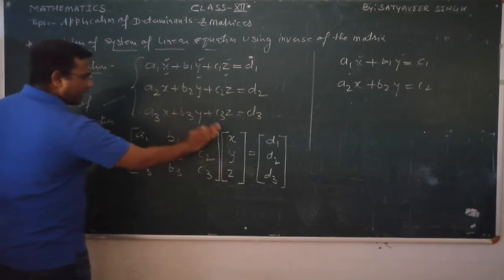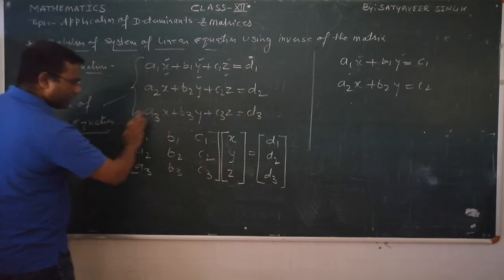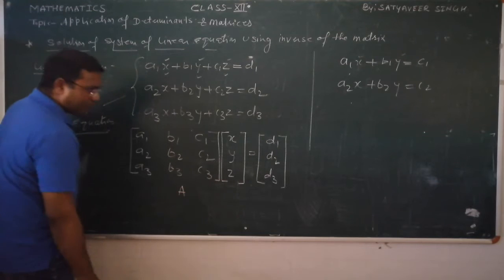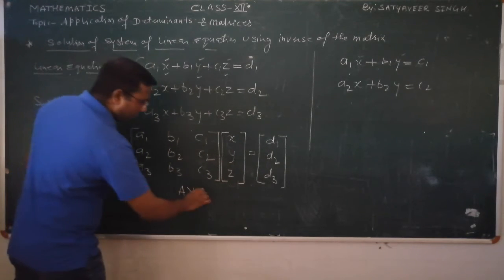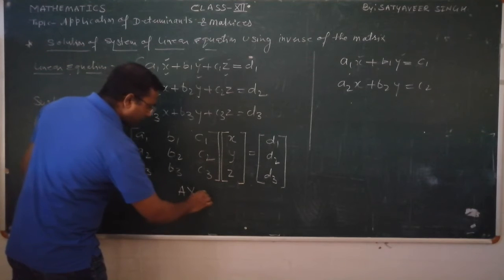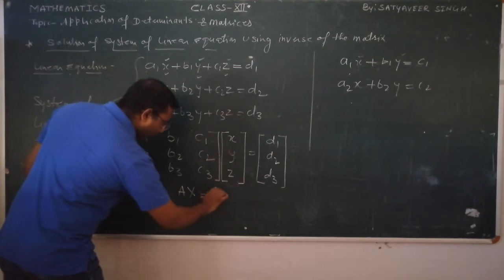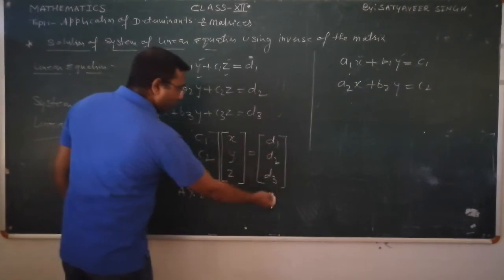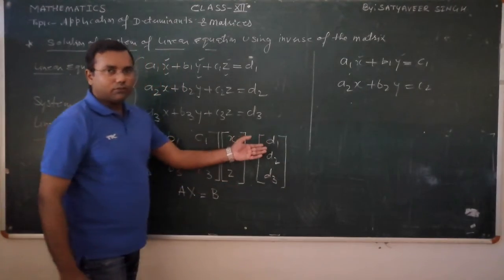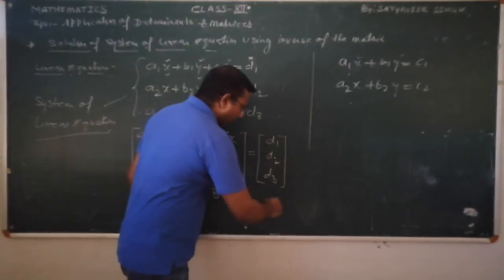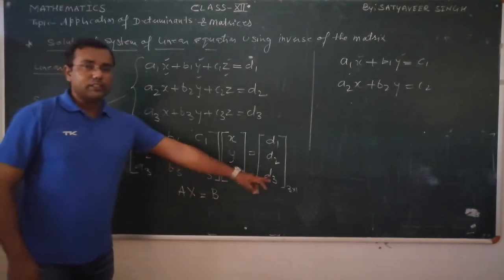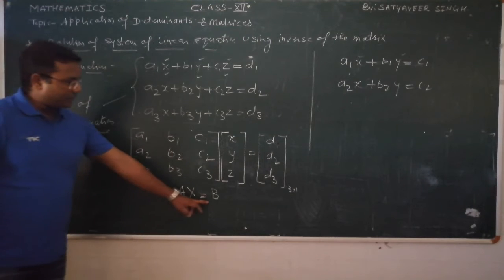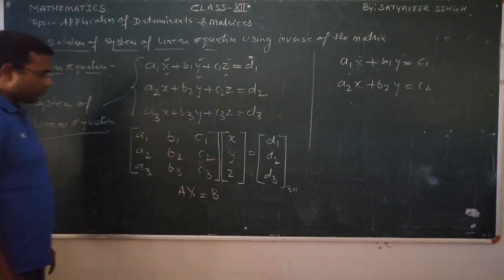Here this is our matrix, which we represent by capital A. These variables we represent by X, and the constants we represent by B, which is also a matrix. What is the order of this matrix? There are 3 rows and 1 column, so the order is 3 by 1. So we can say this is matrix B.